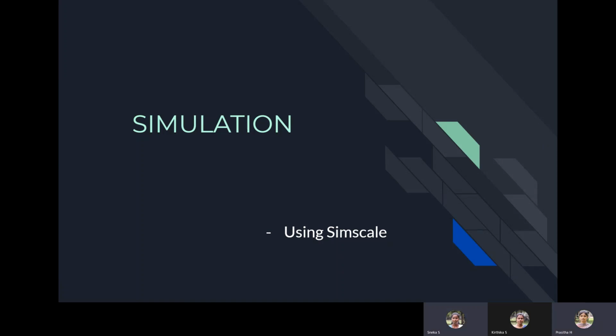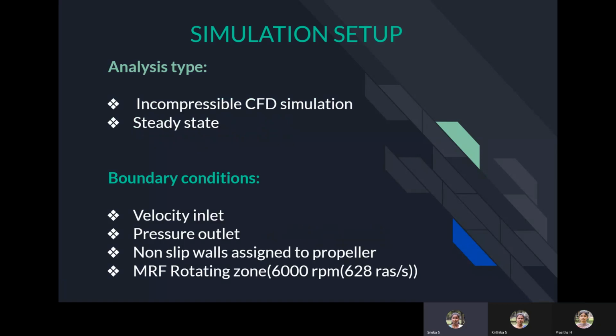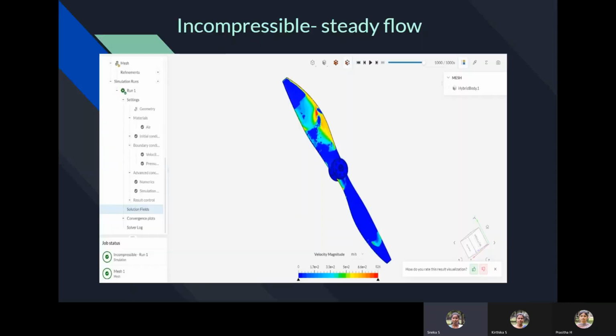And we came to the simulation part. We have simulated using SimScale software on the cloud. It is analysis software which allows CFD, computational fluid dynamics, FEA, finite element analysis, and thermal simulations. And we have a simulation setup of analysis type, incompressible CFD simulation with a steady state and boundary conditions like velocity inlet, pressure outlet, and we have an MRF rotating zone of 6000 RPM. We have used non-slip walls for the propeller. Going to Kritika.